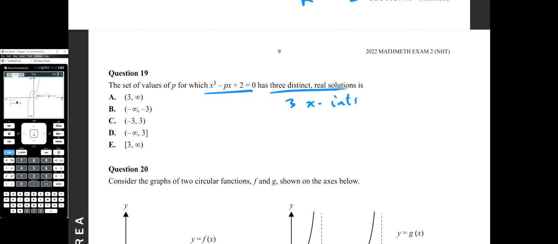And there we go. With p equals 1, as you can see, there's only one x-intercept. Now we change p to 2, still one x-intercept. Let's go the other way, 0, negative 1, negative 2. Oh, that doesn't look good.